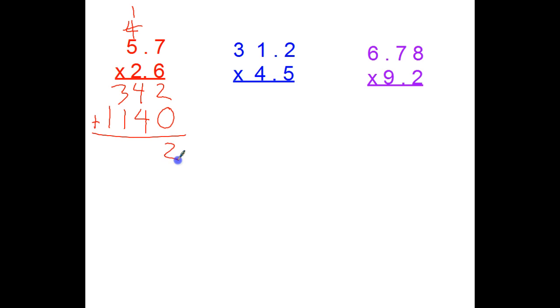Add them up. There's a 2, an 8, a 4, and a 1. Count over 1, 2 spots, 14.82. Double check. 5 times 2 is 10, so I'm reasonably close.